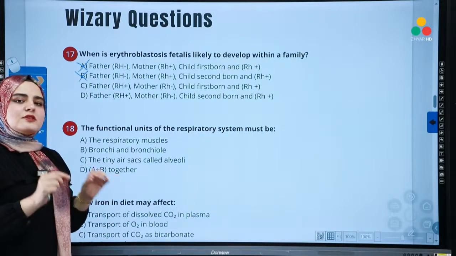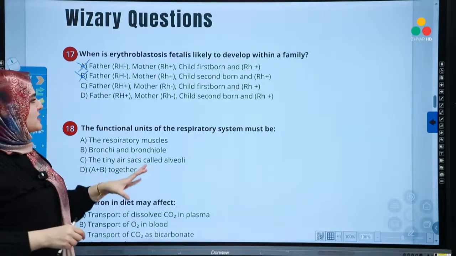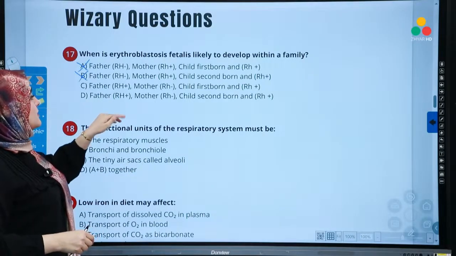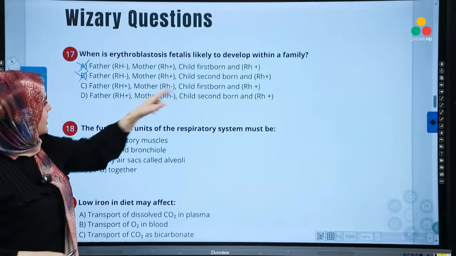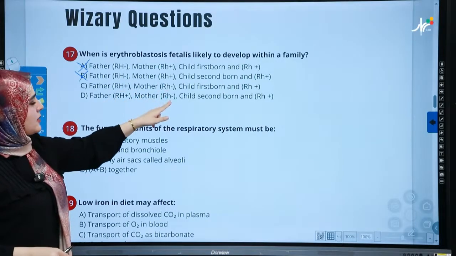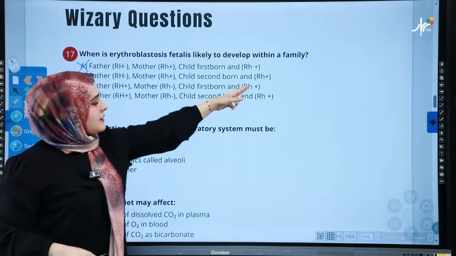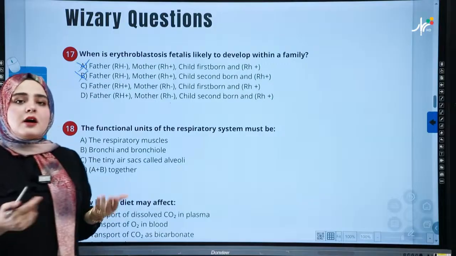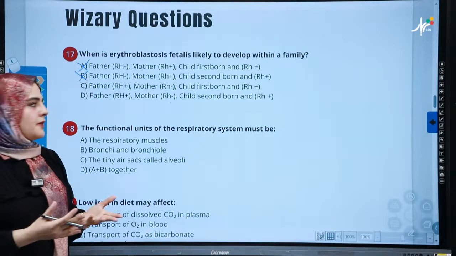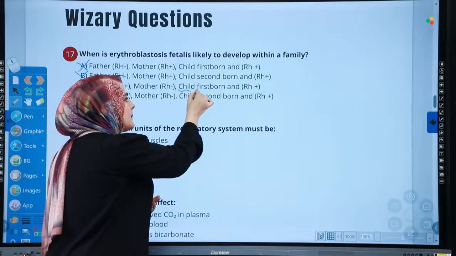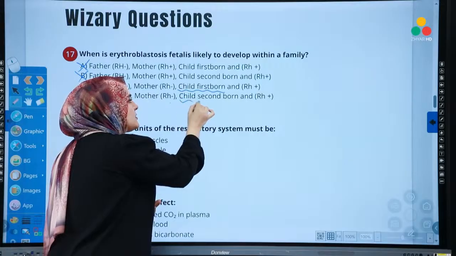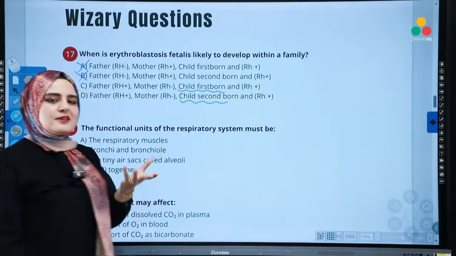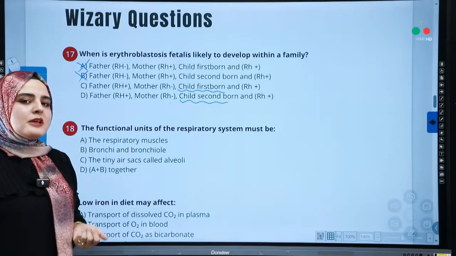Elimination is a very good strategy to start your question. Then we end up with what? All of these are saying the same. Fathers are Rh positive, mothers are Rh negative, and then the babies are Rh positive. So what is the difference here? You see? Child was first born or second born. What's the difference between these two?